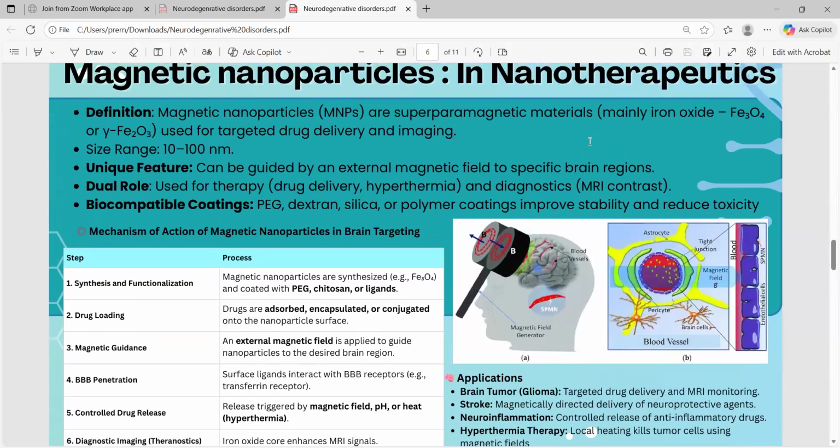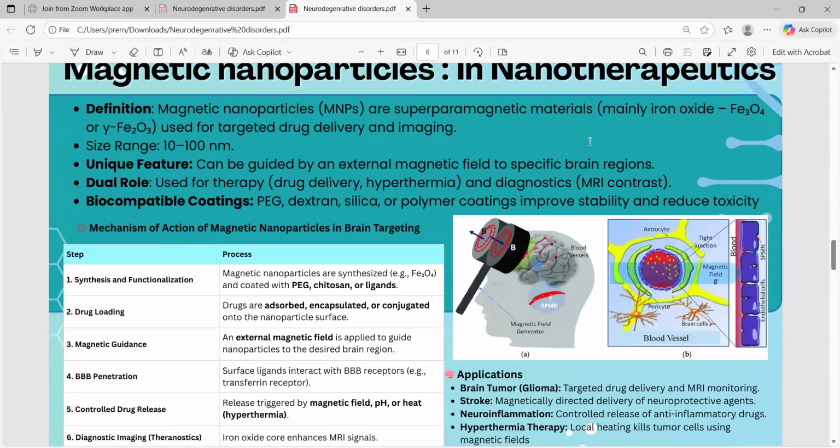And then we move to magnetic nanoparticles in nanotherapeutics. Magnetic nanoparticles are superparamagnetic materials used for targeted drug delivery and imaging. These are made of iron oxide, guided by an external magnetic field to a specific brain region, enabling site-specific drug delivery and allowing MRI imaging of the same region. This is called theranostics. This is used for brain tumors, stroke, and neuroinflammation. And hyperthermia therapy is also given in this technique.